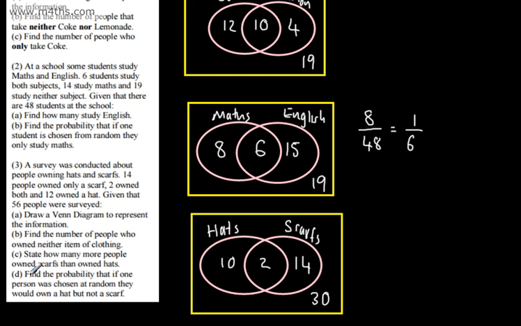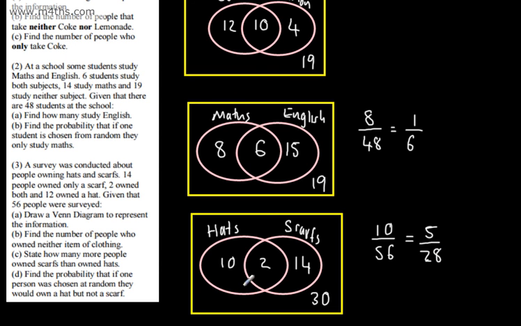And then in part D, we're asked to find the probability that if one person was chosen at random, they would own a hat but not a scarf. So that is hat only. So hat only is going to be 10, and we've got a total of 56. You can, of course, simplify that if you want. With probability, you generally don't. 5 over 28 is fine.